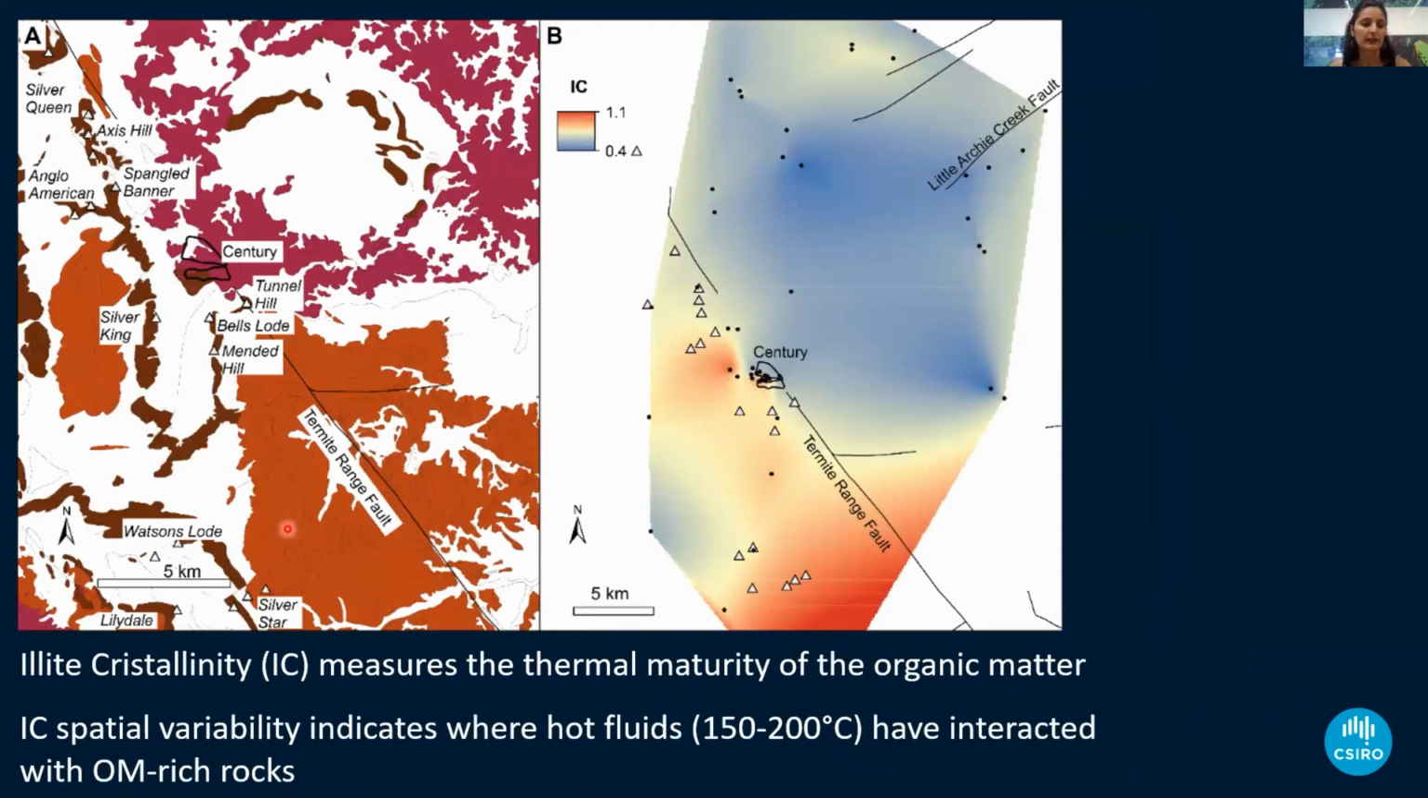Further to this, we look at regional illite crystallinity, which basically measures the thermal maturity of the organic matter. What we observe here is that illite crystallinity is relatively high to the south of the Termite Range Fault, indicating the circulation of hot fluids that have interacted with the organic matter-rich rocks. Obviously, there's a degree of caution here because the spatial distribution of the data points is relatively scarce. However, there's a very strong polarity at the Termite Range Fault.